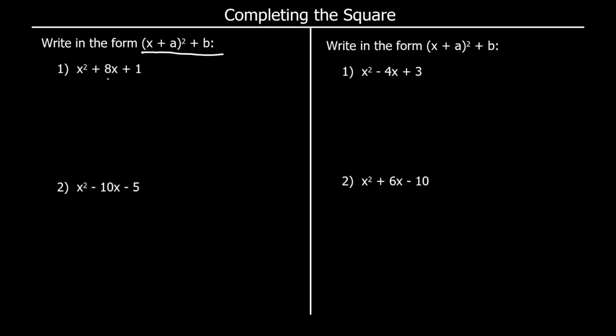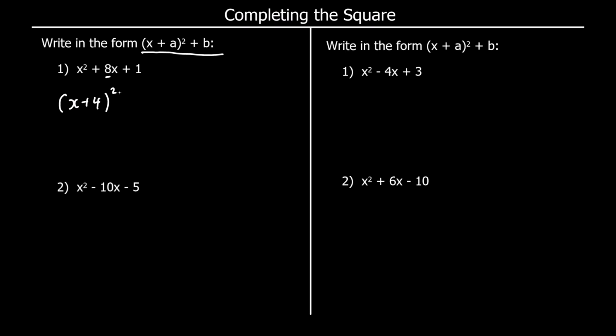The way we do it is we take our b term. So our b is 8 at the moment. The number in front of the x is 8. I'm going to half it. So that will be 4. And I'll write it as x plus 4 squared.